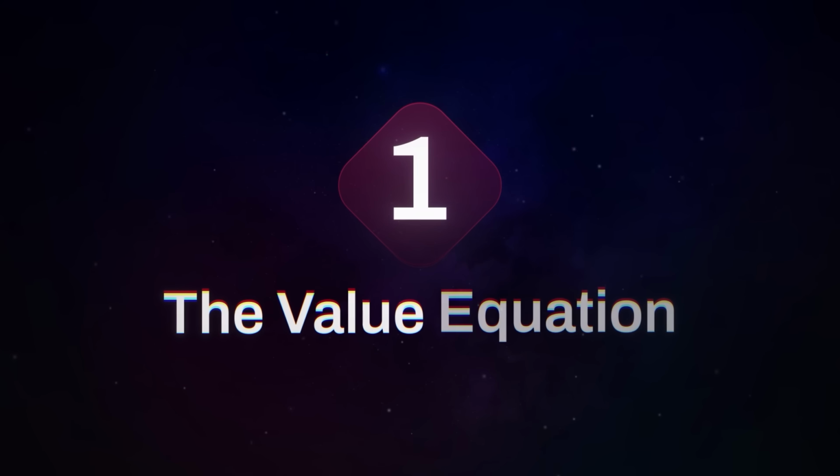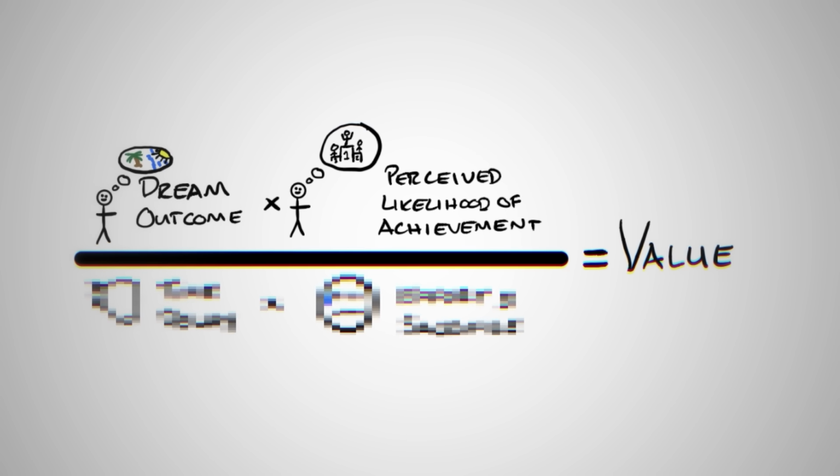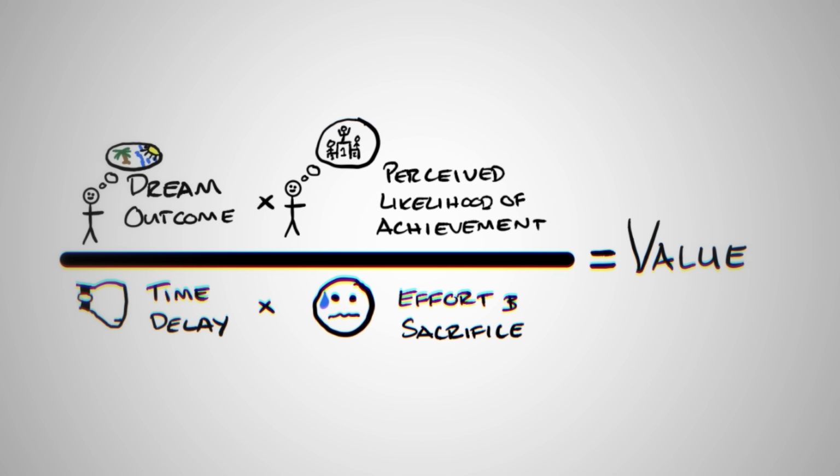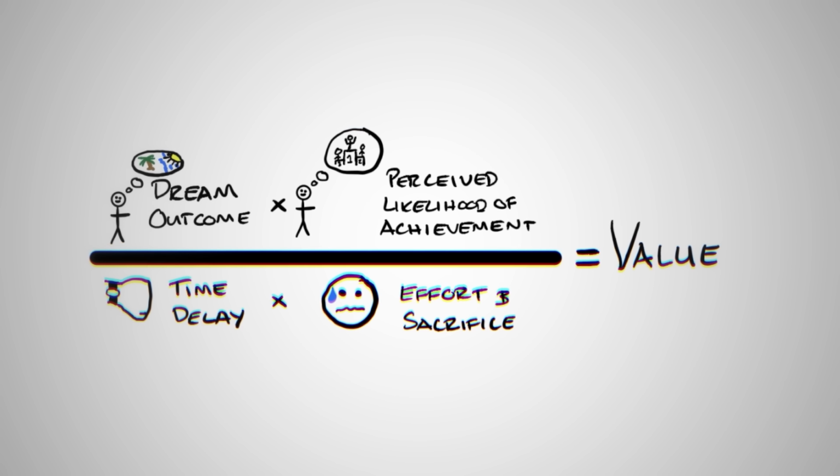But before we get into each variable, you first need to understand what the value equation actually is and why it maps so cleanly to a landing page. At its core, it's a formula for understanding what makes something feel valuable to a buyer. On top, you've got the dream outcome and the perceived likelihood of achievement, which basically corresponds to the results you're promising and how confident the visitor feels that you actually can deliver for someone like them. At the bottom, you have time delay, effort, and sacrifice, or how long it's going to take to get the result and how hard it's going to be to help them get it.